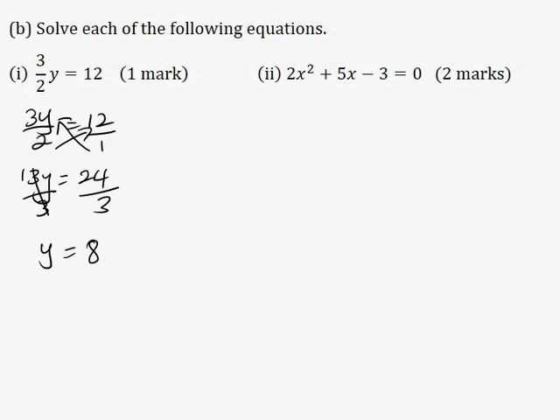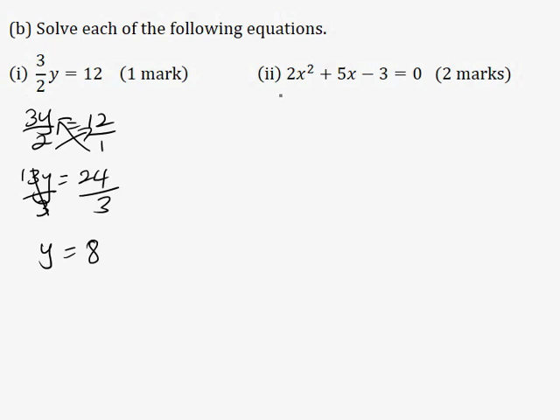Part 2. Solve 2x squared plus 5x minus 3 is equal to 0 for 2 marks. Now, in order to solve this quadratic equation here, I need to factorize it and determine its roots. And to factorize the quadratic equation, I need to identify two integers whose product is AC and whose sum is B. Here A is 2, B is 5, and C is minus 3. A times C is 2 multiplied by minus 3, which is minus 6. And notice here that minus 1 multiplied by 6 is minus 6, and minus 1 plus 6 is equal to 5.